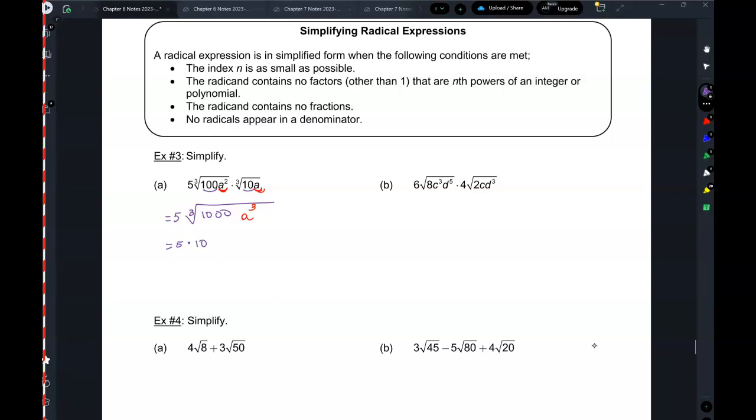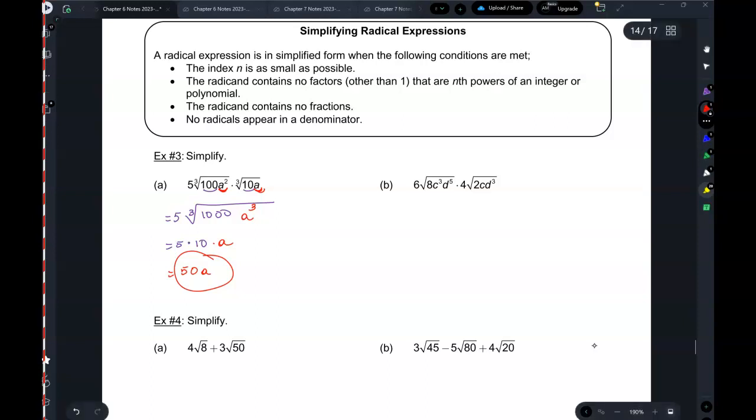Now, what about the a's? I have the cube root of a cubed. It'll be just a. So in the end, 5 times 10 is 50a. Okay, so first we combined, then we simplified. We got the 3 exponent above the a by adding 2 and the invisible 1 on top of it.